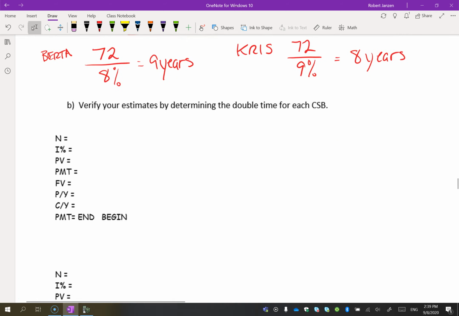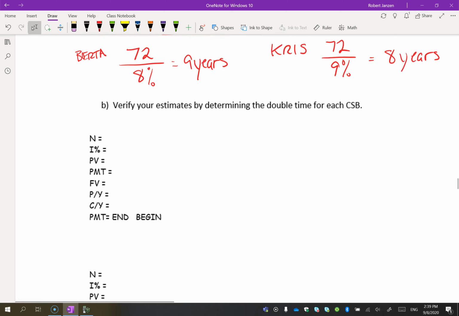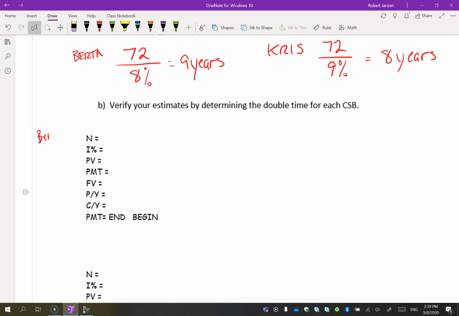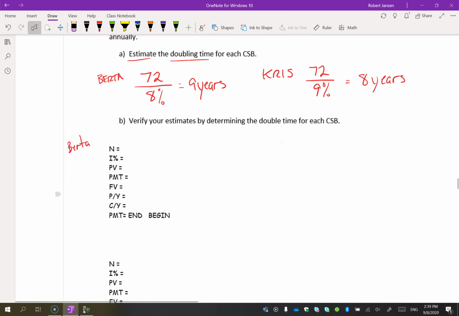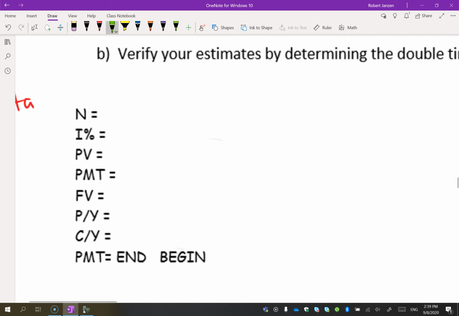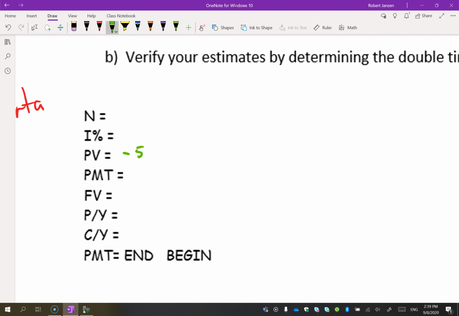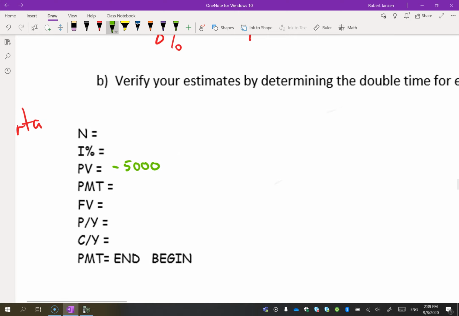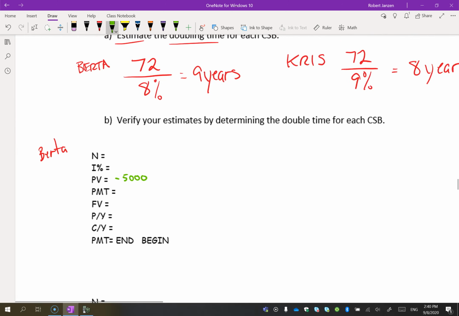Okay, verify your estimates by determining the double time. So now we're actually going to calculate it. And this is where it's going to take us a little while to get used to figuring this out. What do we put where? All right, let's piece this apart. First of all, we have invested 5,000. So this means we're going to pay 5,000, so your present value is negative 5,000. I'm putting the negative there because I'm paying it into this fund. Now when it comes out, when it's done, it's going to be positive. So that's important to understand.